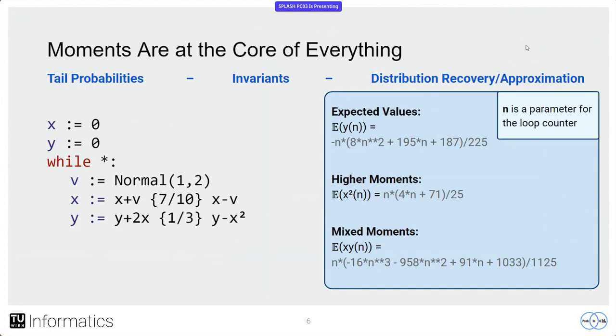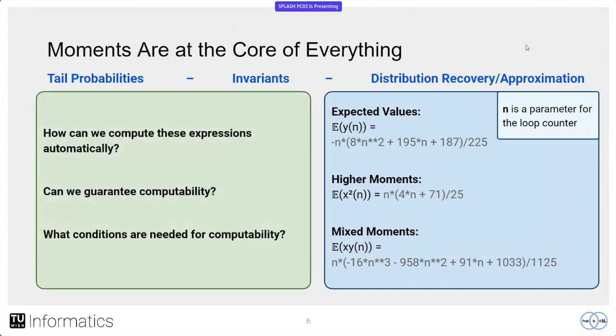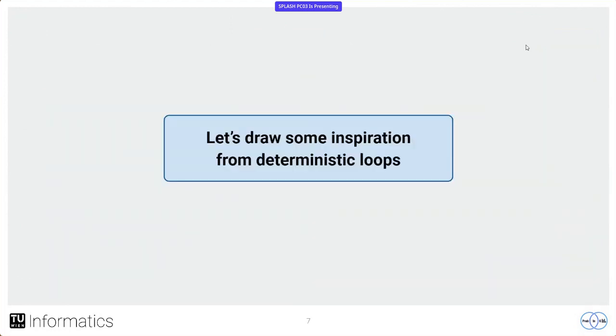But the core is: how do we get these expressions? And can we guarantee some form of computability, that we can always compute these expressions for some class of loops? And what conditions do we need for that? All right, so let's start slowly.